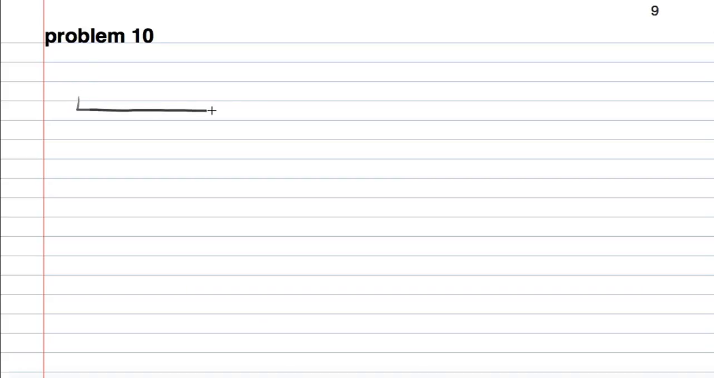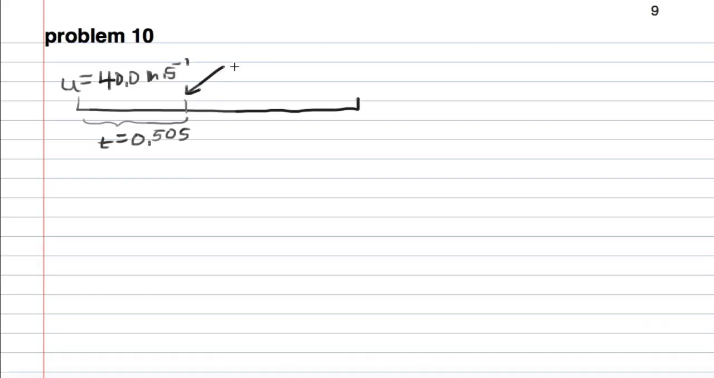Let's be clear. First, this is one that I'm actually going to draw a picture for. So here's what we're saying. The car travels for 0.5 seconds first. And so it has an initial speed of 40 all the way up to here. And still here, the speed is 40. And only then does the driver slam on the brakes and then reach a final speed of 0.